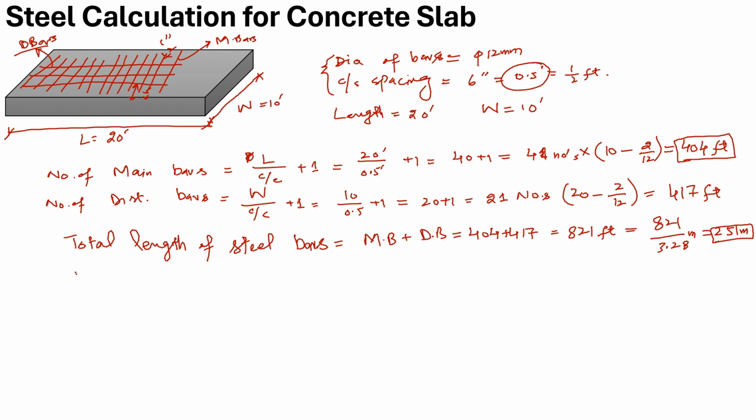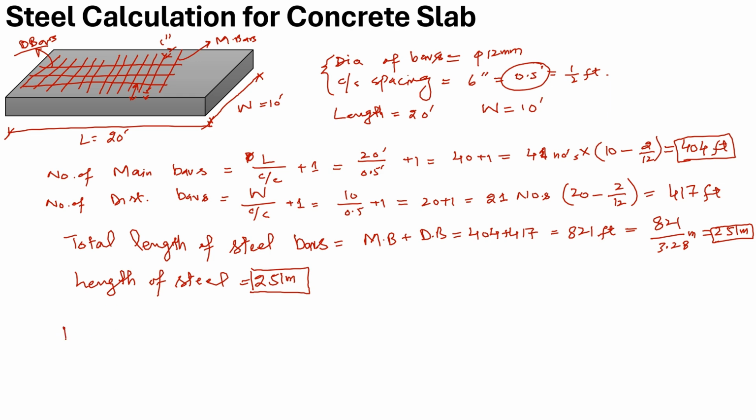So the total length of steel is equal to 251 meters. Till now we have not discussed the diameter of the bar being used as reinforcement. But now we will determine the total weight of the steel required for construction of this slab.